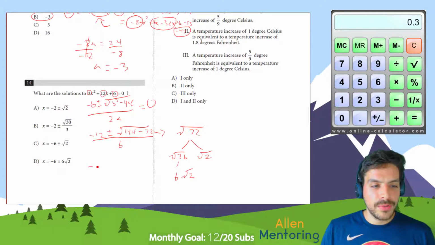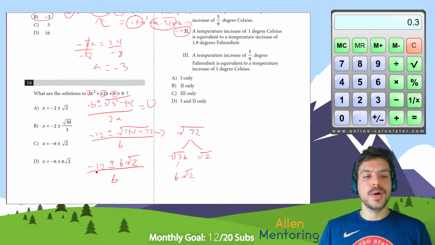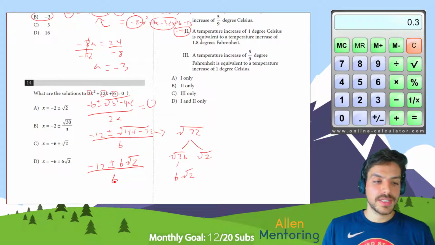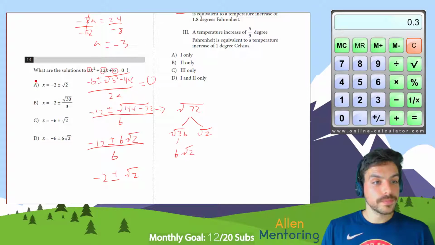So now we can rewrite this as negative 12 plus or minus 6 root 2 all over 6. And in this case, both negative 12 and 6 root 2 are divisible by 6. So if we divide these now, we get negative 12 divided by 6 is negative 2 plus or minus 6 divided by 6 is 1. So we could just write this as negative 2 plus or minus the square root of 2.